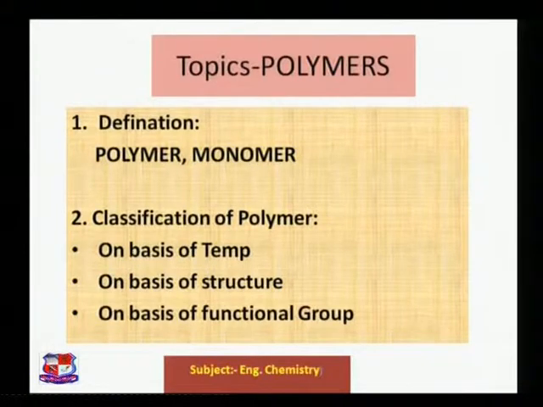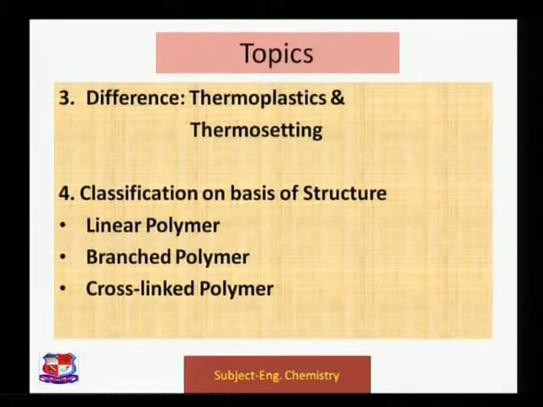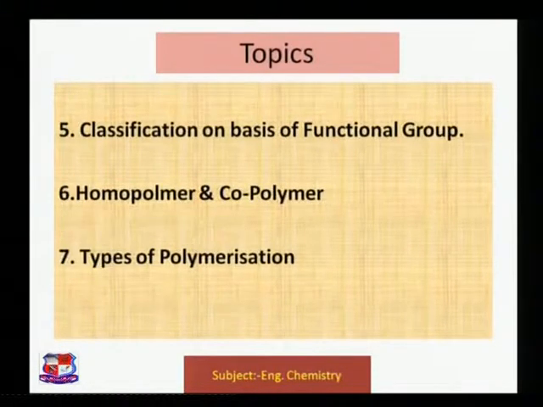In this lecture, we are going to discuss the first point, the definition of polymer and monomer, then classification of polymers on the basis of temperature, structure and functional group. Then we have the difference between thermoplastic and thermosetting plastic. The fourth point is classification on the basis of structure, that is linear, branched and cross-linked polymer, with examples and diagrams. Next, we will take up classification on the basis of functional group.